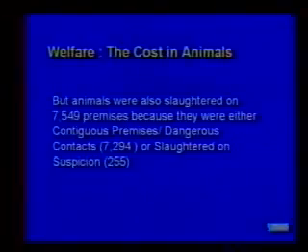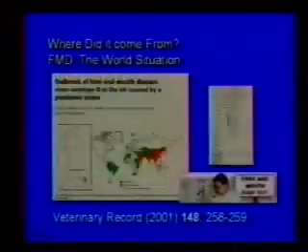As I said, contiguous premises, and we're looking now at some 7,500 premises, were also slaughtered out, and you can begin to see the extent of the impact of this on society in Britain.